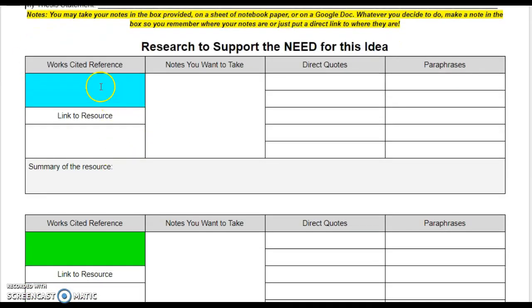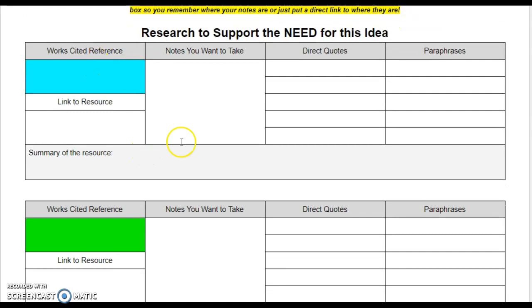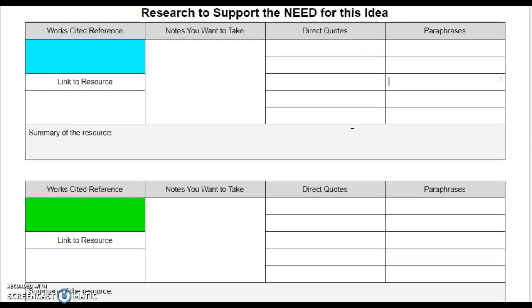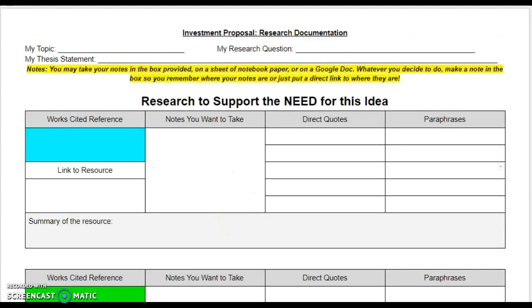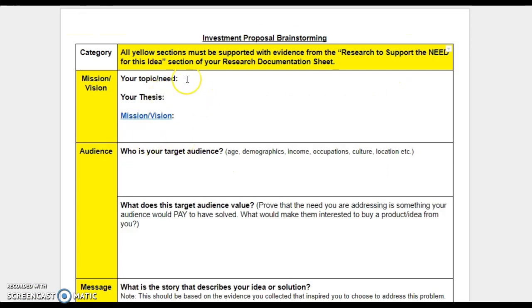And then you should also have, at minimum, 2 completed resources where you have the link, the actual works cited reference, a 2 to 3, maybe 4-sentence summary of your resource. You've taken notes somewhere about the resource, and you've come up with some direct quotes and paraphrases from that resource that you would want to use. Again, for all of these, you should already have an in-text citation in this sheet, and again, you should have 2 of them.